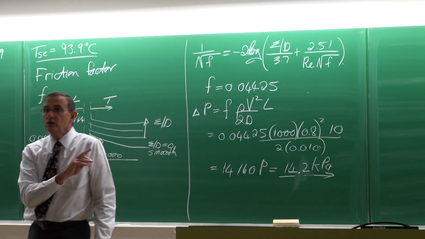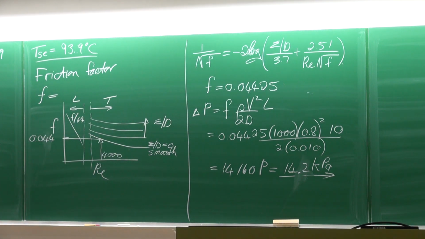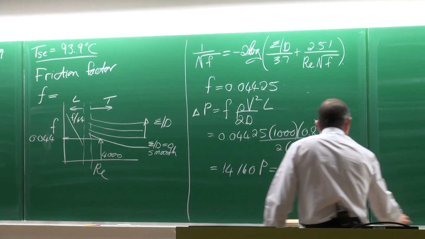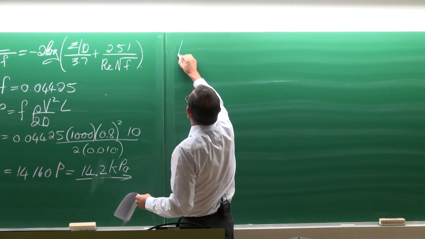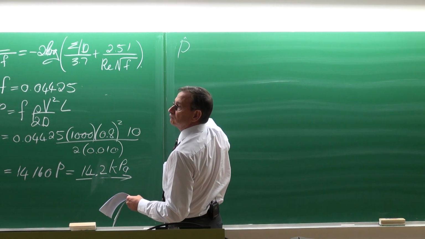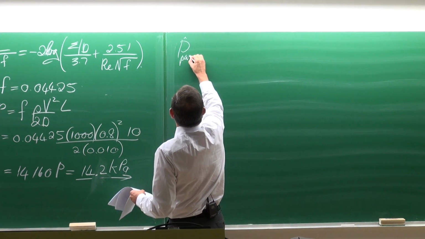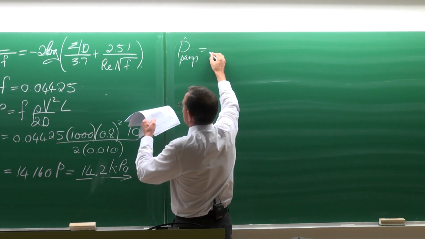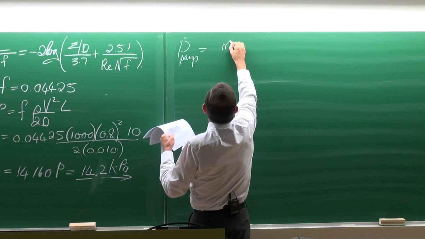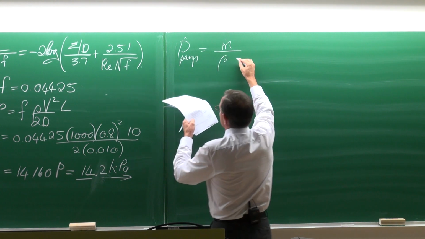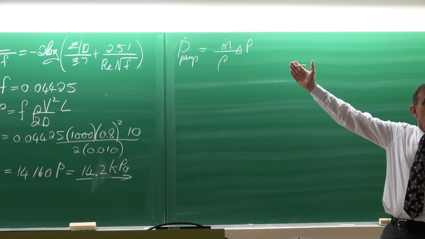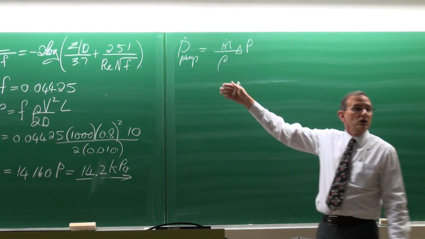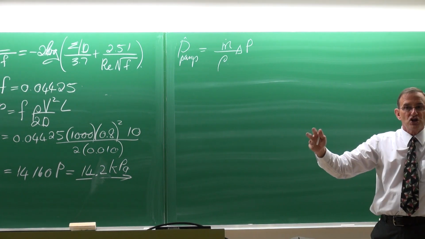Am I going too quickly, or are you with me? Fine? Okay. Got the pressure drop, and now we need the pump power. The pump power is equal to the mass flow rate divided by the density multiplied by delta P. You can also write it as the volume flow rate multiplied by the pressure drop.